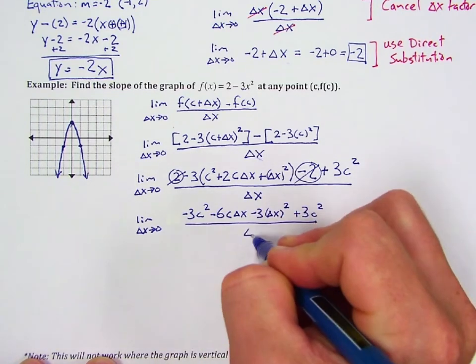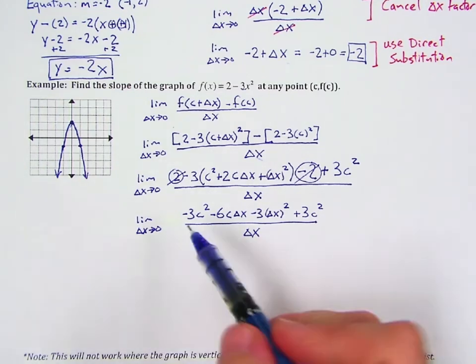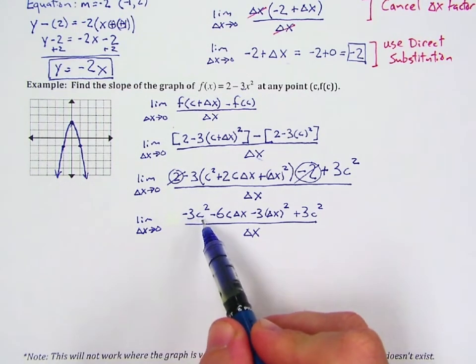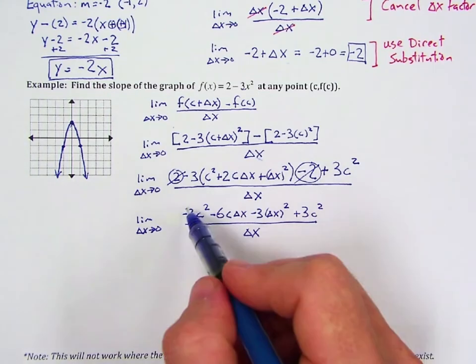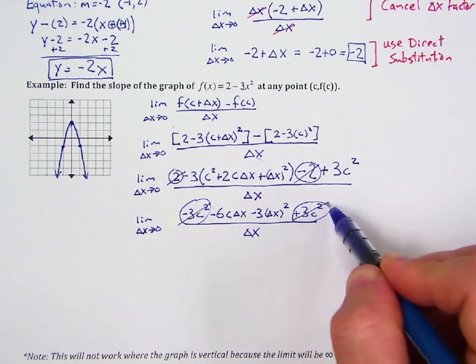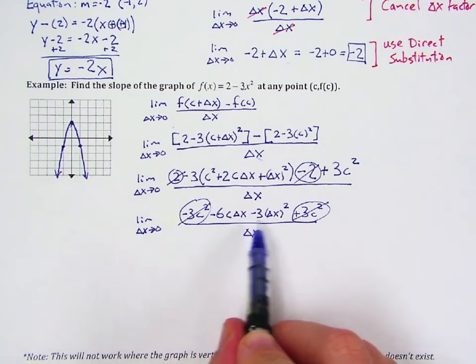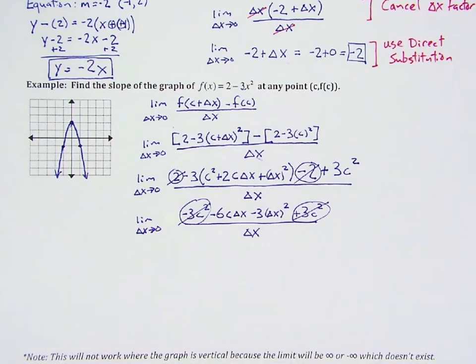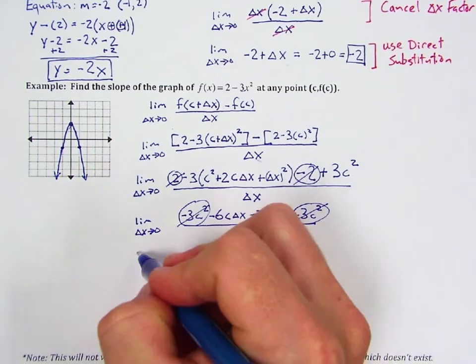over delta x. Now I told you before that all the constants were going to cancel out. Is that the case here? Well, here we have negative 3c squared, and c, remember, is just any number, and here we have positive 3c squared. So these two parts are going to cancel out, and those are our constants. And you can see that all we're left with are terms including a delta x. So we move on to factor out that delta x.